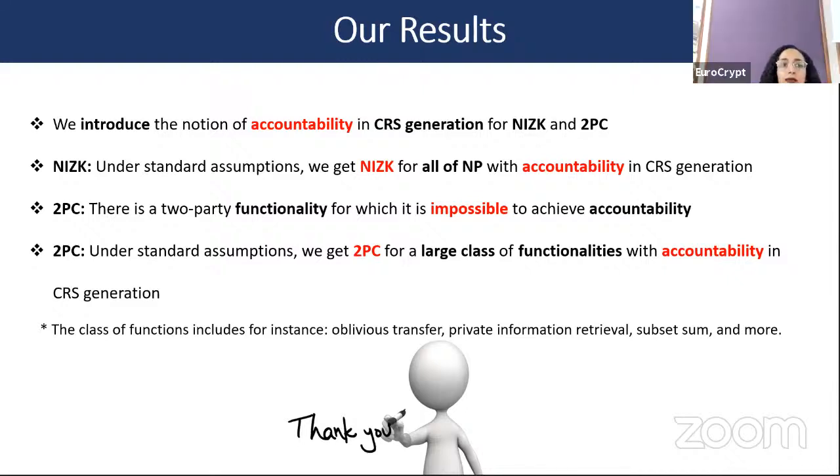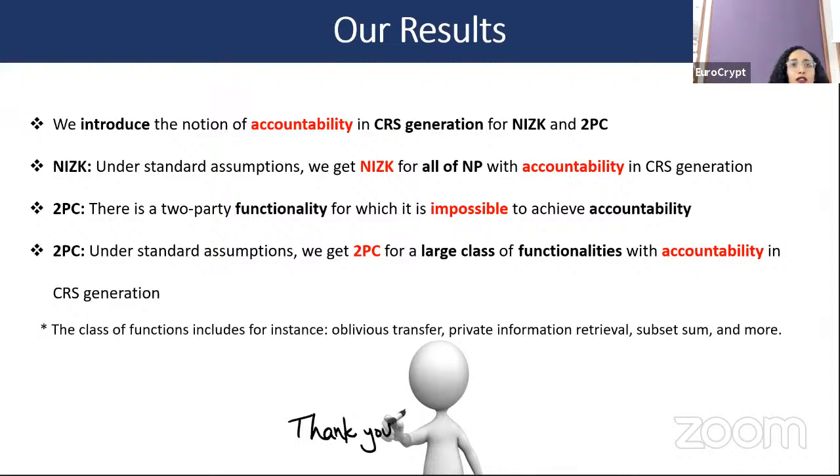Thanks for your presentation, nice presentation. Do you think that we can achieve subversion zero knowledge with accountability that you mentioned? Yeah, so we have a CRS generation that satisfies accountability. We basically designed the CRS generation. You mentioned Bellare et al., subversion resistant NISCs. In that case, we say that even if the CRS is generated maliciously, we achieve zero knowledge, which basically means subversion zero knowledge. So do you think that we can have this notion plus accountability?